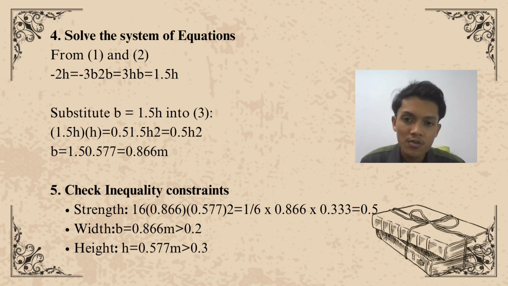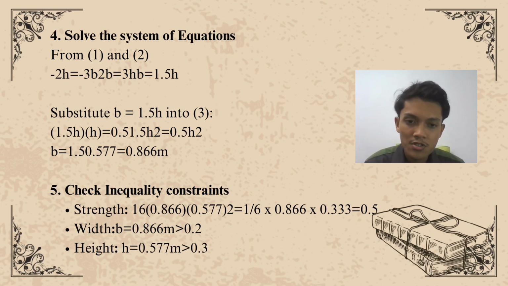I want to continue about the results for this problem. Step 4 is to solve the system of equations. From equation 1 and equation 2 combined, we get B equals 1.5 H, where H is the height. Then substitute B into equation 3, so B is 1.5 times the height, and we get the answer 0.866 meter. Then check the inequality constraints.